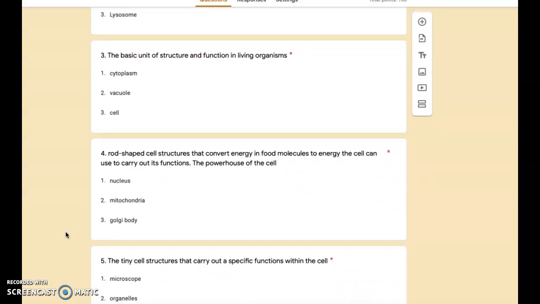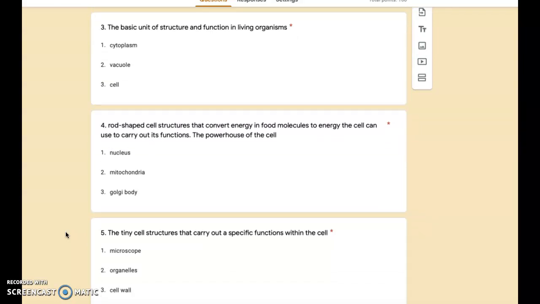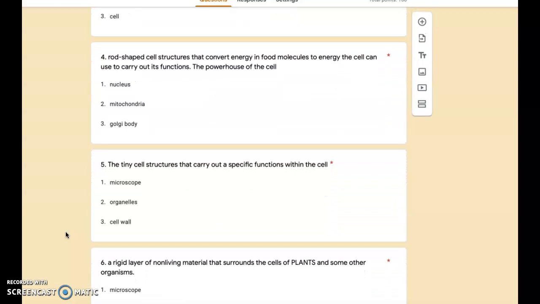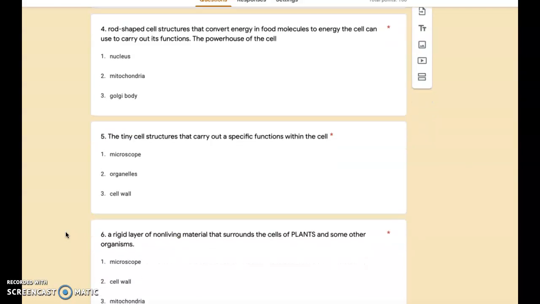Number 3, the basic unit of structure and function in living organisms. Cytoplasm, vacuole, or cell. Number 4, a rod-shaped cell structure that converts energy in food molecules to energy the cell can use to carry out its functions. This is the powerhouse of the cell. Is that the nucleus, mitochondria, or Golgi body?